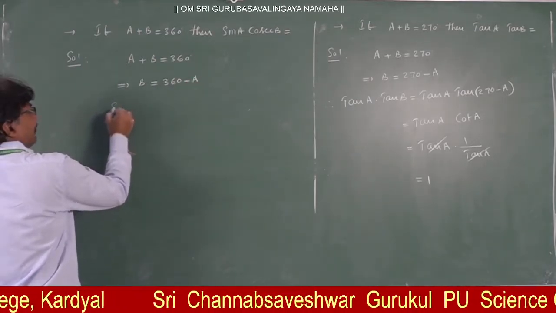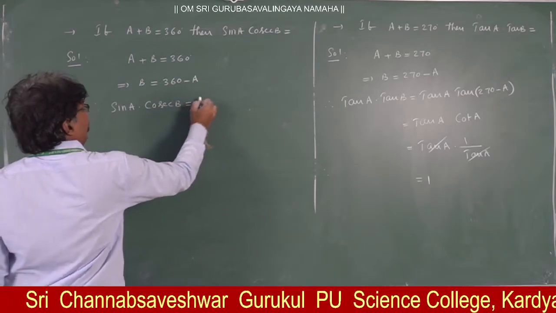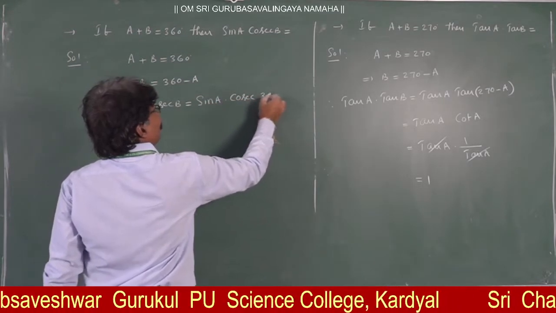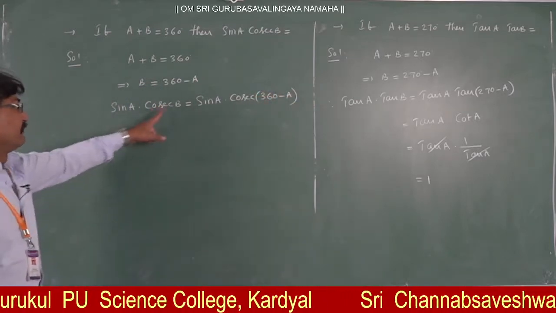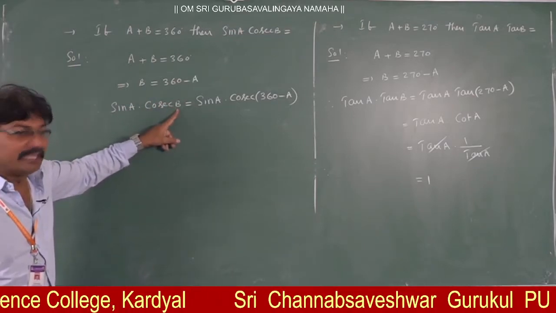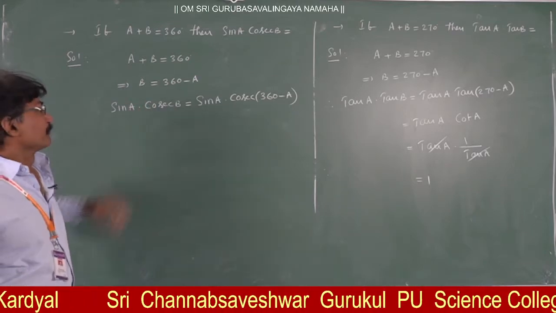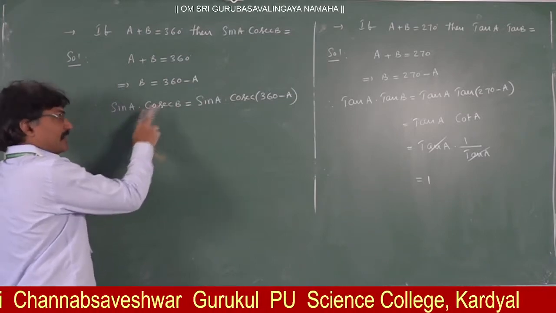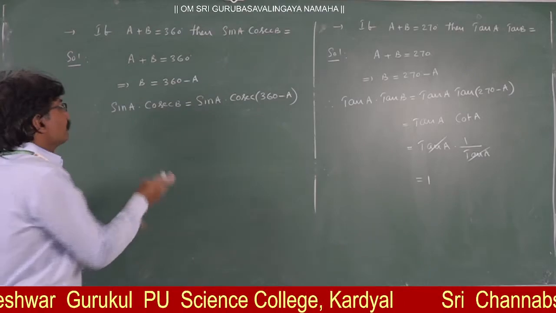Therefore, what is our required value? Sin A into cosecant B, with B equal to 360 minus A. We need not convert everything in terms of A, or everything in terms of B. Not necessary. We just have to convert both into terms of a single value.